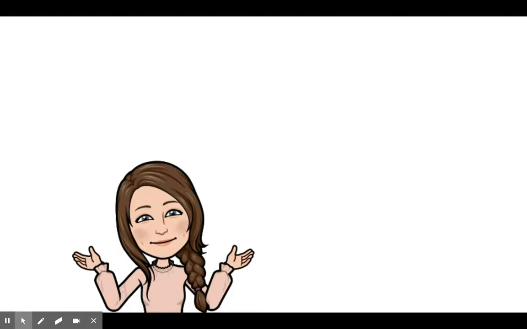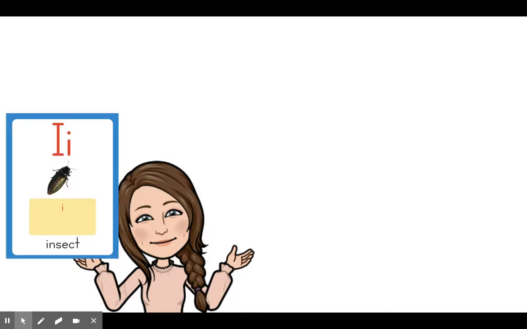Hi, boys and girls. Today we're going to be working with words that have the short I and long I sound. Let's review these sounds. We have short I. That's the sound you hear in the word insect, I. It's also the sound you hear in the word pig. Listen to the sound the I makes in the word pig. P-I-G. I. That's the short I sound.